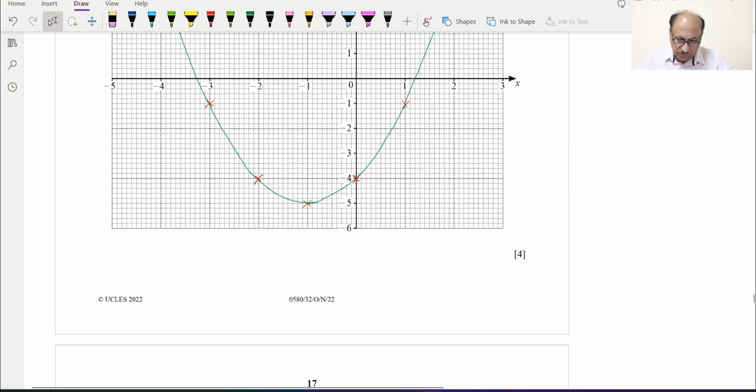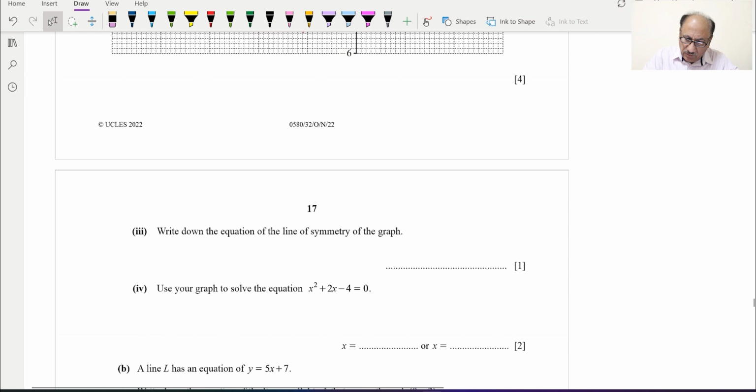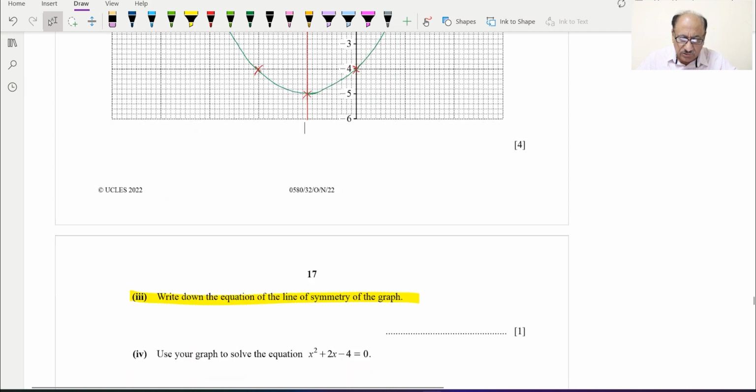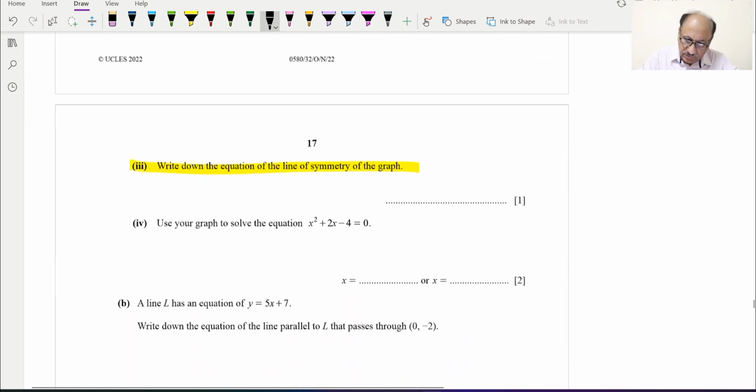Then next they are saying, write down the equation of the line of symmetry of the graph. So the line of symmetry of the graph will be like this, x is equal to minus 1. X is equal to minus 1 is the line of symmetry. We can write x is equal to minus 1.